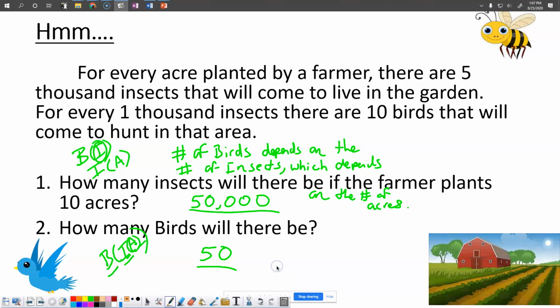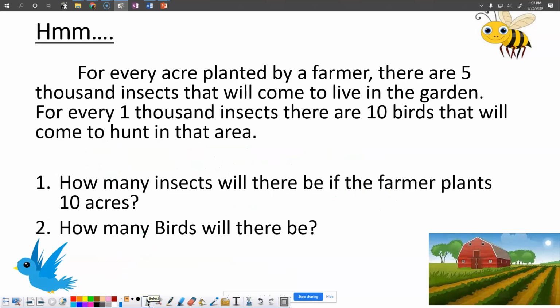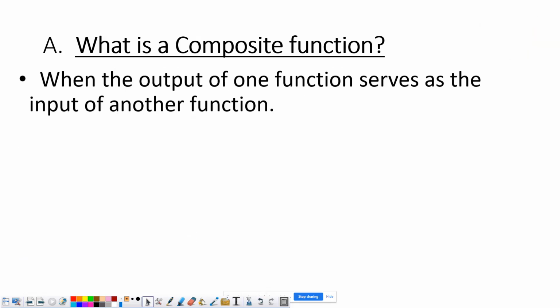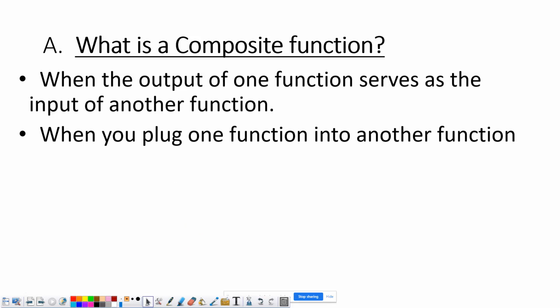And that's what we call a composite function, when you have one function being plugged into or affecting another function in that way. So, what is a composite function? When the output of one function serves as the input of another. Okay? Let's just go through it and then we'll see if we can bring these things to life a little bit.